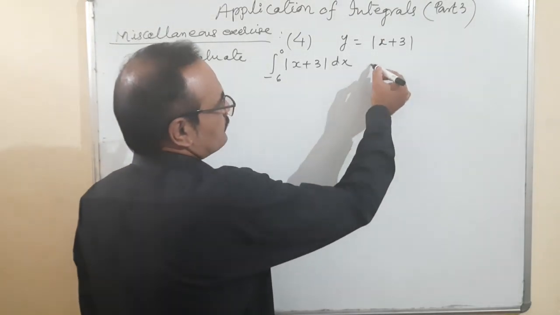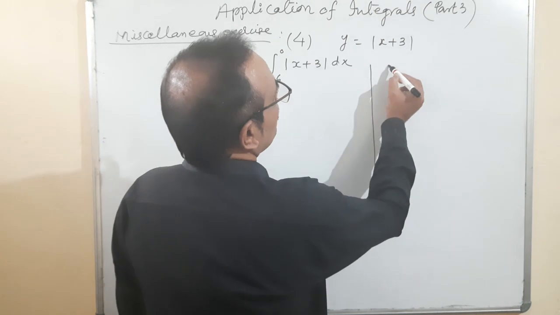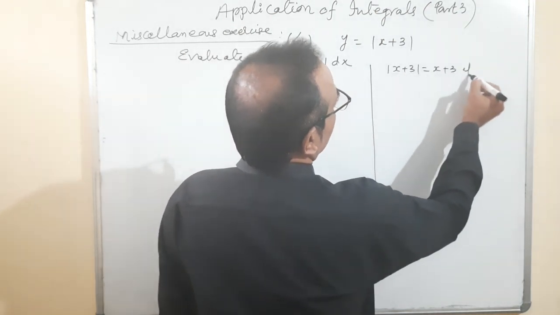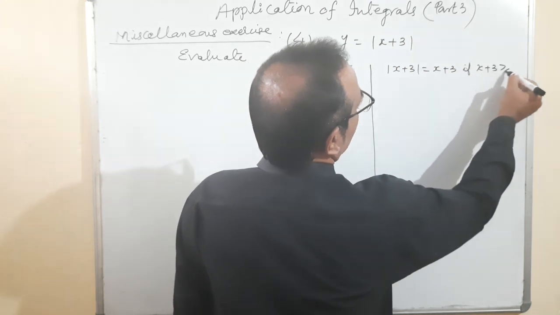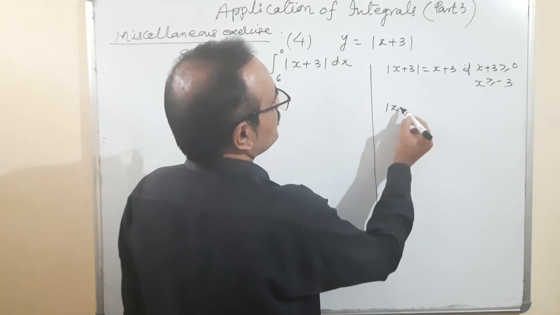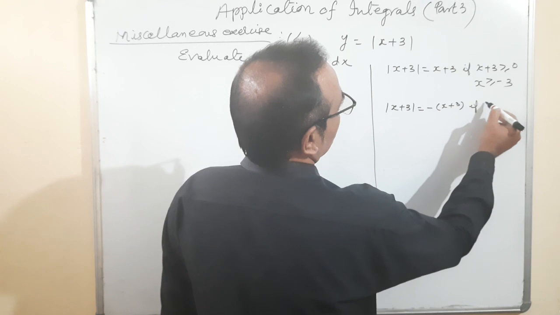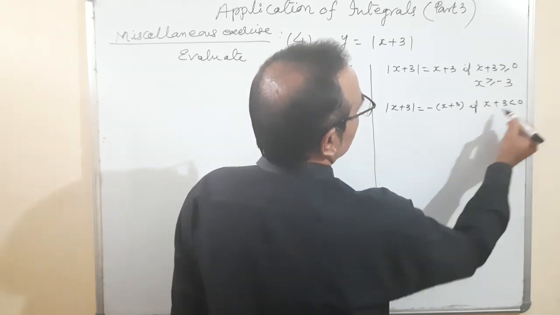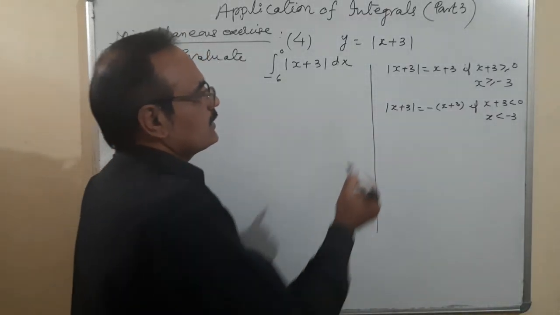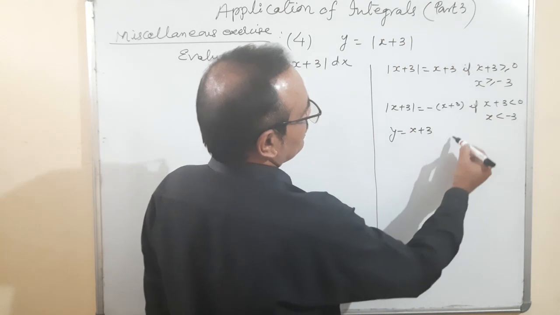For sketching the graph, I told you the definition. Now by the definition, mod x plus 3 is equal to x plus 3 if x plus 3 is greater or equal to 0, or x is greater or equal to minus 3. And mod x plus 3 is equal to minus x plus 3 if x plus 3 is less than 0, or x is less than minus 3. So first I am taking the x plus 3 table.